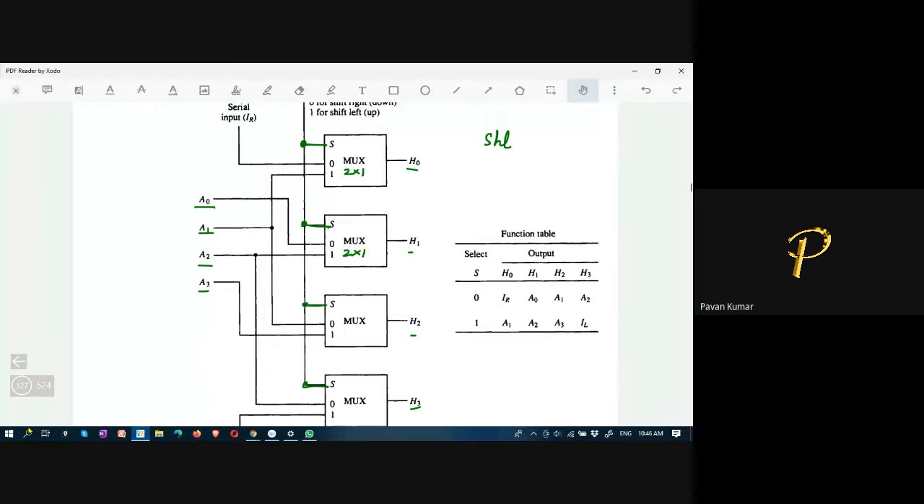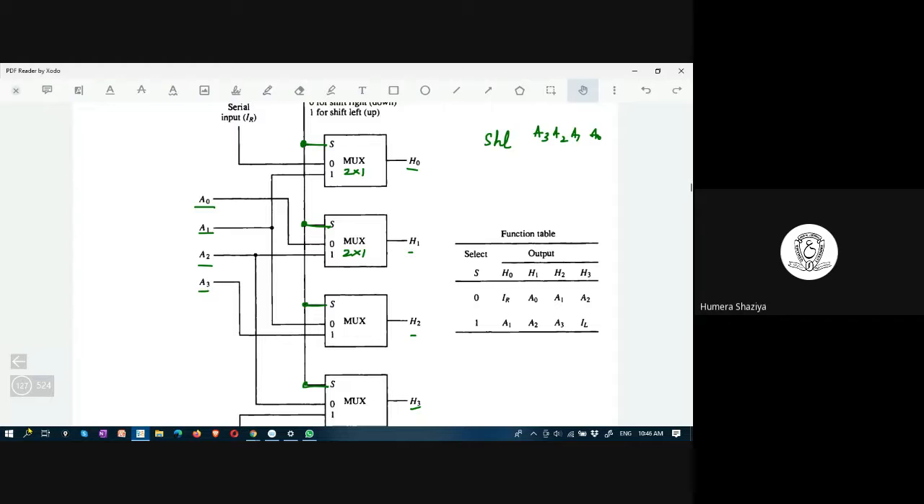Ma'am, transferring from A3. Transferring from A3. This is A0, A1, A2, A3. And then A3 will be replaced by 0. In a logical shift, the sign is ignored. In a logical shift you replace it with 0. You bring in 0.